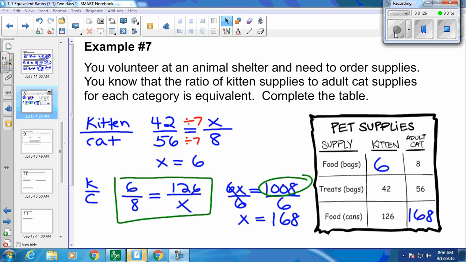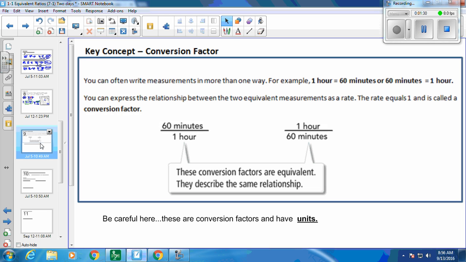Okay? Moving on to the next key concept of conversion factors. This says that you can often write measurements in more than one way. For example, 60 minutes equals 1 hour, or 1 hour equals 60 minutes. You can express the relationship between the two equivalent measurements as a rate, and the rate equals 1, and it's called a conversion factor. Now it says rate, not ratio, so we want to be clear with that.